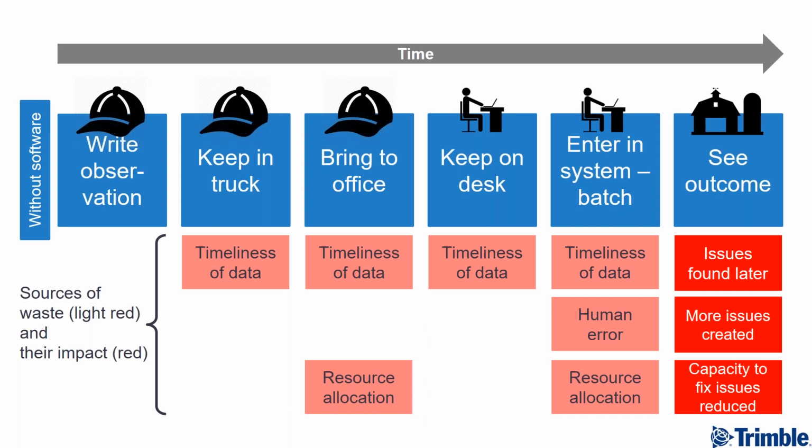And then resource allocation, right? So is having that person bring it to the office, or during harvest, having that person run from tractor to tractor to get those memory sticks loaded with the yield files. And then entering it into the system is another resource allocation. So what happens is issues are found later, more issues are created, and there's less capacity among your personnel to fix those issues, right? And so that's kind of in a nutshell of how we see that.